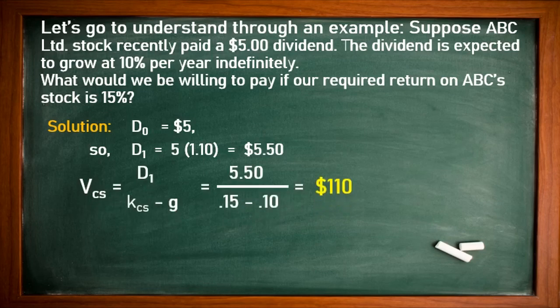Let's put that value in the formula. VCS is equal to D1 upon KCS minus G. So here we have 5.50 divided by 0.15, which is your KCS, the required rate of return, minus the growth rate of 0.10. So the value is $110. So at 110 you are ready to buy the stock. This is the understanding. Hope so.